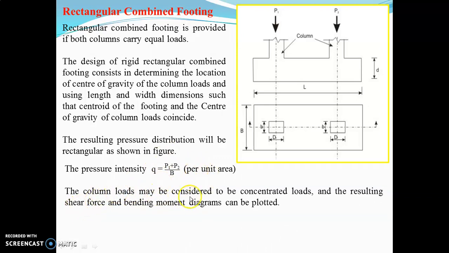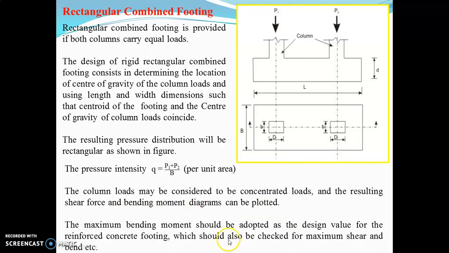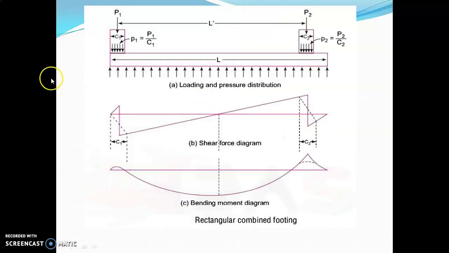The column loads may be considered to be concentrated loads, and the resulting shear force and bending moment diagrams can be plotted. The maximum bending moment should be adopted as the design value for the reinforced concrete footing, which should also be checked for maximum shear and bond, etc. Here, this is the loading pressure distribution diagram. This is P1 acting here and P2 acting here. This is column 1, C1, and this is column 2, C2.